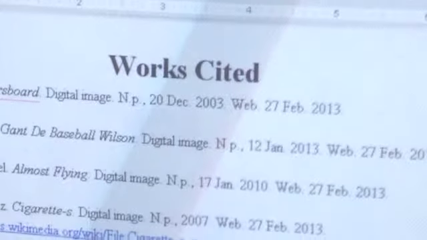Different learning theories helped me teach my students how to find and cite credible sources. Overall, the lesson was a success.